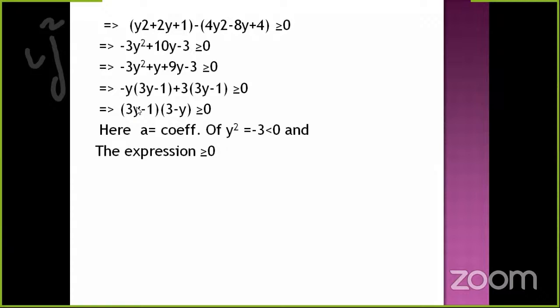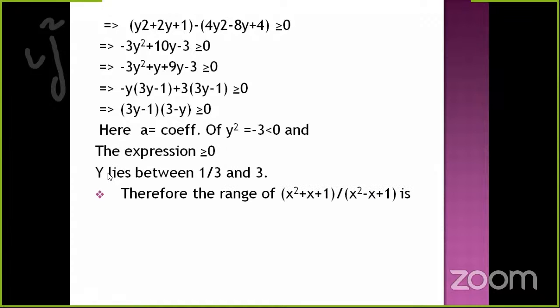Then by our previous theorem, I can conclude that the variable y lies between the roots alpha and beta, that is alpha is less than or equal to y, less than or equal to beta. Here the alpha value is 1/3 and the beta value is 3. So y lies between 1/3 and 3. But what is y? I have considered y as (x square plus x plus 1) by (x square minus x plus 1). Therefore, the given expression lies between 1/3 and 3. Therefore, the range of this expression is the closed interval [1/3, 3].